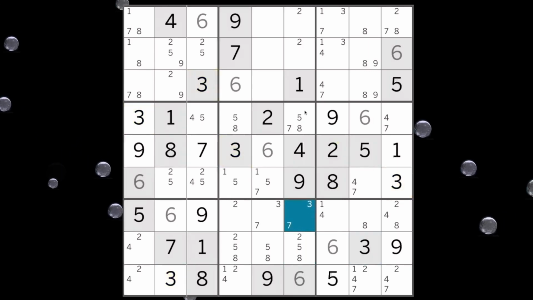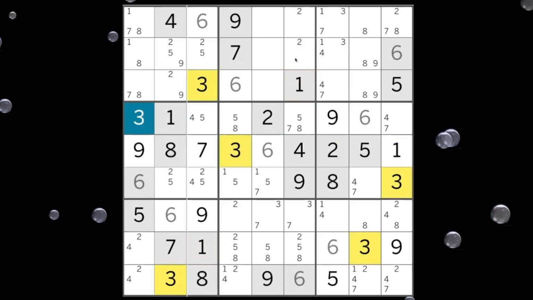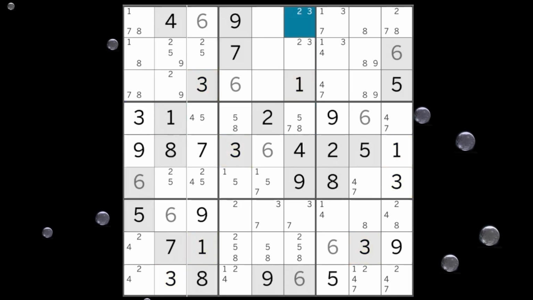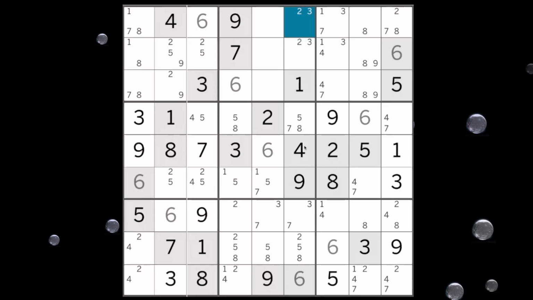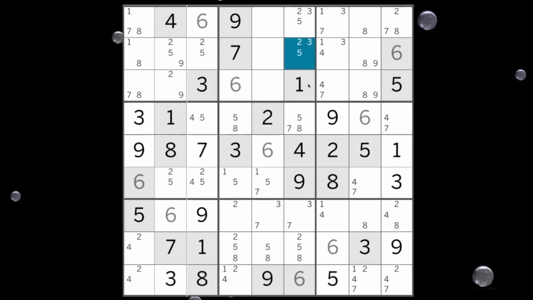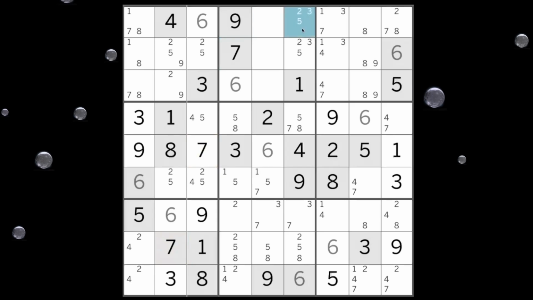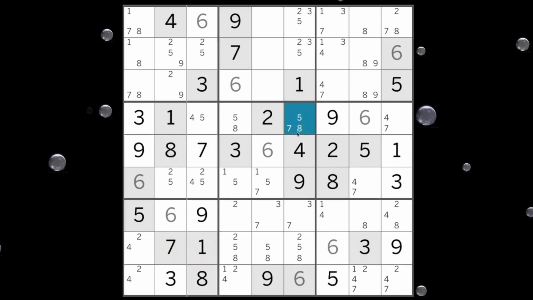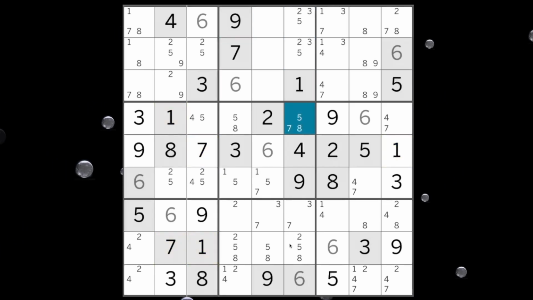That one can be a 3. That cannot. The 3 here. We have the 4. Need a 5. Those can't be a 7 because of that one. We have our 7s. 8.